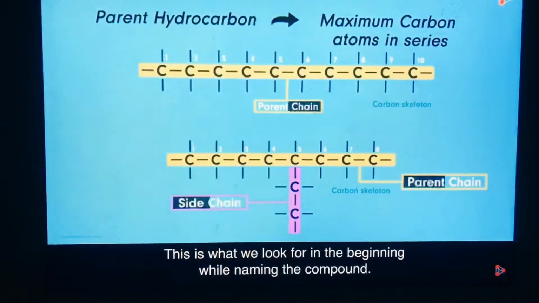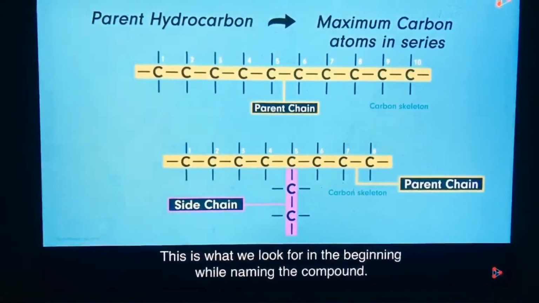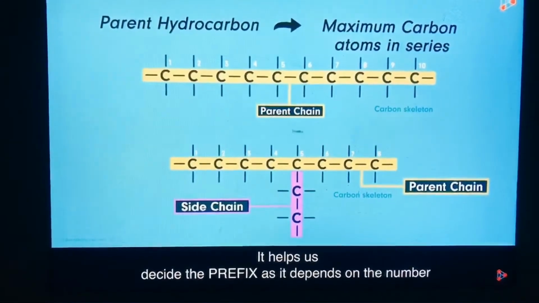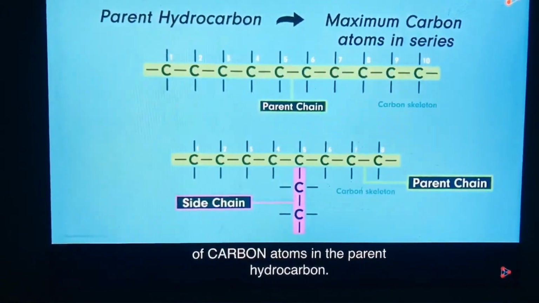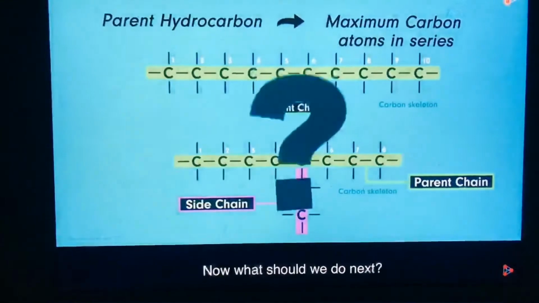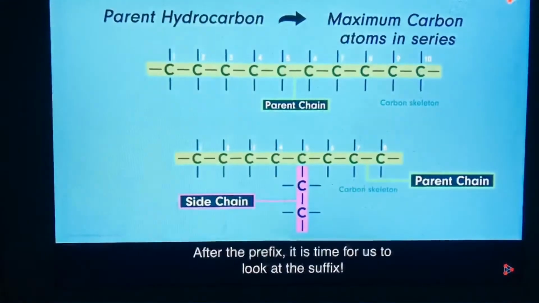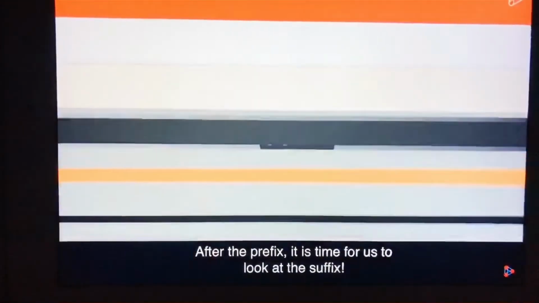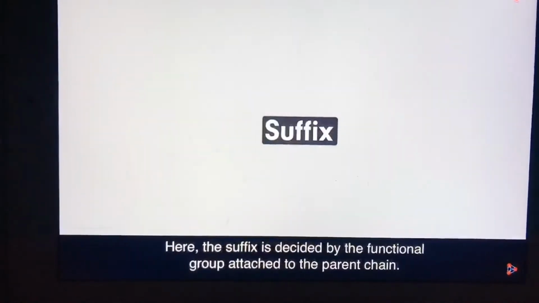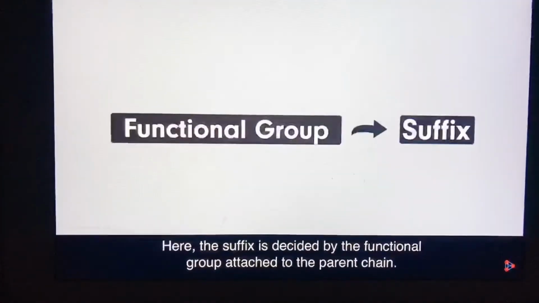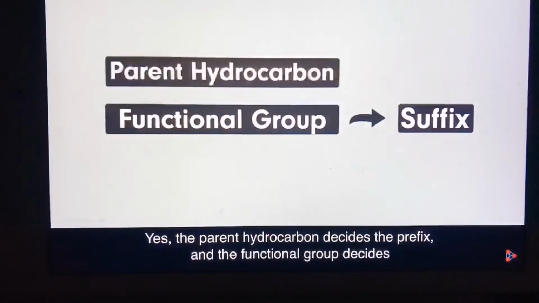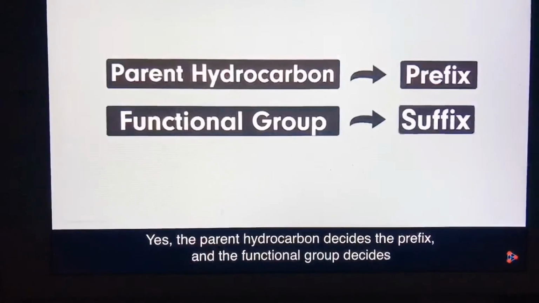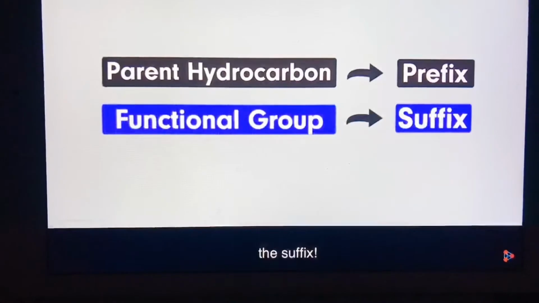That is what we look for in the beginning while naming the compound. It helps us decide the prefix as it depends on the number of carbon atoms in the parent hydrocarbon. Now what should we do next? After the prefix, it's time for us to look for the suffix. Here, the suffix is decided by the functional group attached to the parent chain. Yes, the parent hydrocarbon decides the prefix and the functional group decides the suffix.